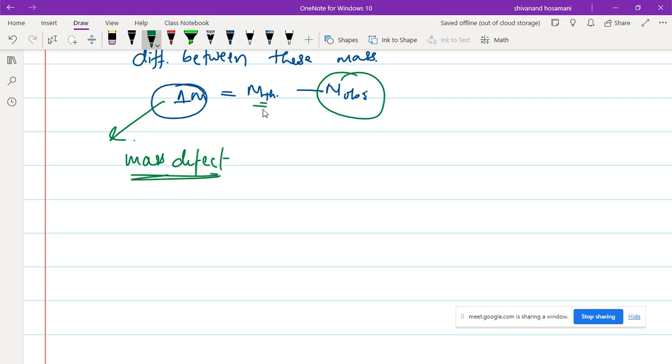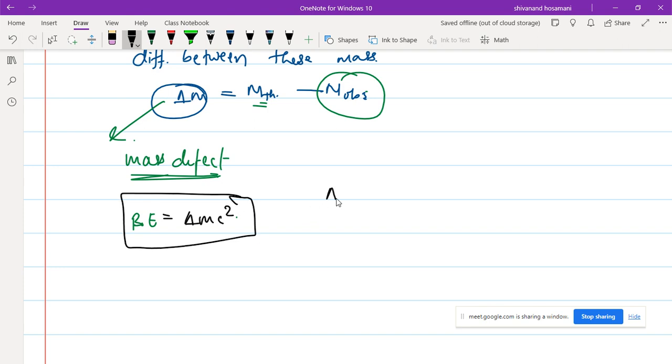According to Einstein's special theory of relativity, we define the binding energy as delta m into c square. The mass defect times the speed of light squared is defined as the binding energy. Delta m is the mass defect, and this is from the special theory of relativity, STR. Einstein explained that mass can be converted into energy, and energy can be converted into mass. That is the main concept behind Einstein's theory.